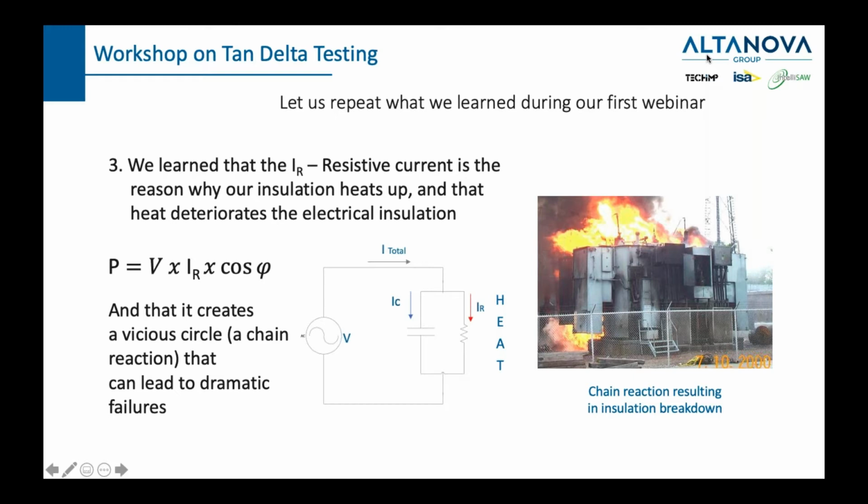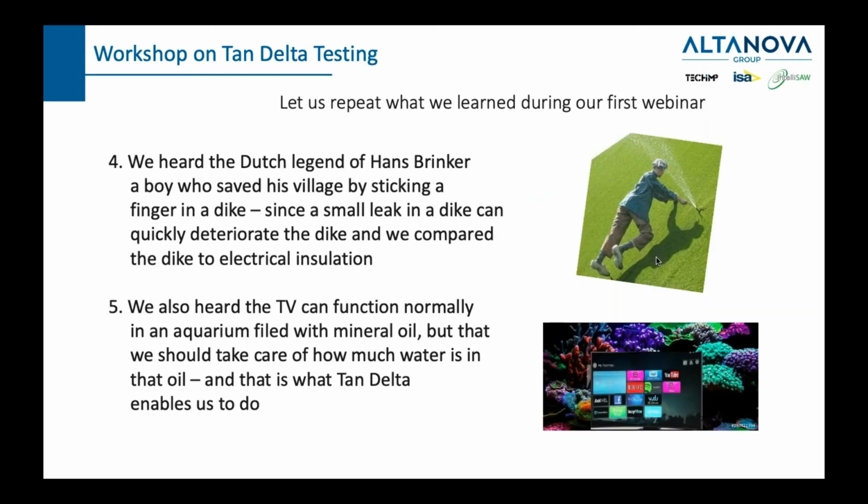So the IR, because it is in phase with the voltage applied, produces heat, and that heat creates a chain reaction which can lead to the damage of the transformer. Of course, we heard also some stories which tried to explain what is tan delta and how do we use it. So we heard the Dutch legend of Hans Brinker. It is a boy who saved the village by sticking a finger into a dike that protects, that insulates the sea from the land. And we compared the dike to electrical insulation.